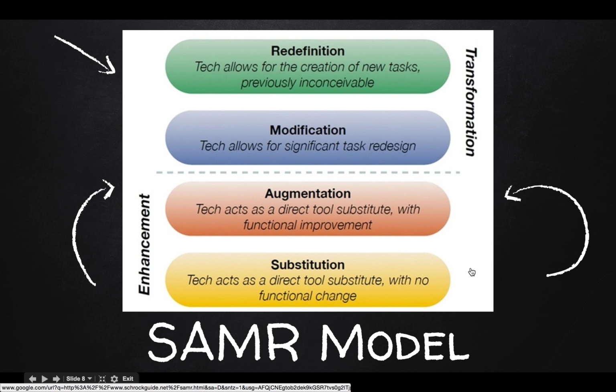Substitution is using technology to substitute something else we did before with no actual change. Then we have augmentation. Now you're adding another layer. Modification, you're recreating, redesigning something you did before with technology added now. And then redefinition is creating a new task that you couldn't do before because you didn't have the technology.